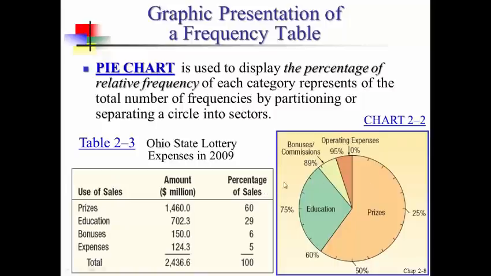So this is a pie chart. A pie chart is used for presenting the percentage only, because the whole circle here is 100%. It doesn't matter whether it is a big circle like this one or a small circle like this one. It's still 100%.